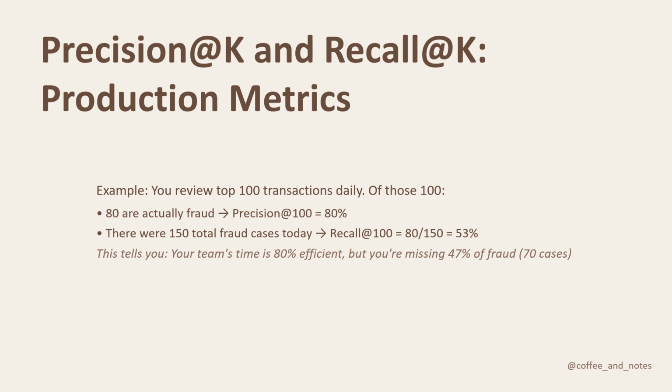Let's see examples. Suppose you flag the top 100 transactions as fraud. 80 of them are actually fraud. So precision at 100 is 80%. Your team's time is being used 80% efficiently.